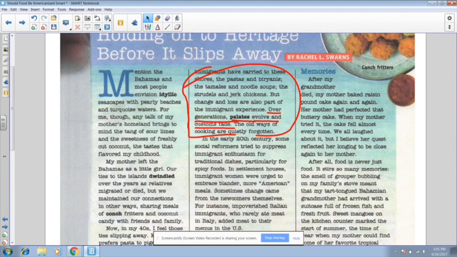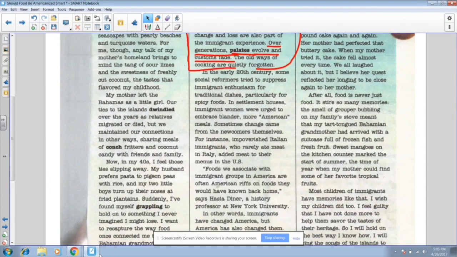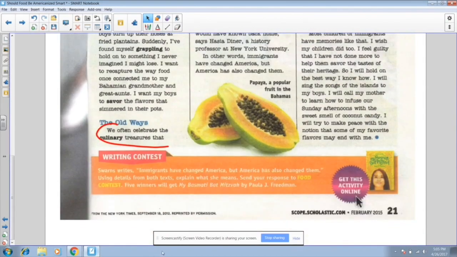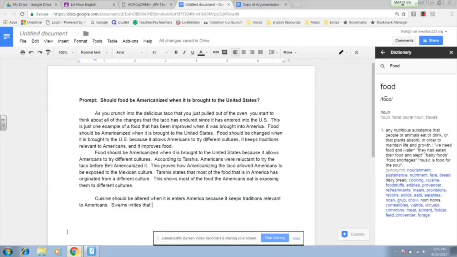Now, when I quote, the one thing that makes quoting different from paraphrasing is I need a page number. So I need to look for a page number for this, and there it is. It's page 21. So I'm going to put something like Swarns writes on page 21. Now I'm quoting, so I need quotation marks. Over generations, palates evolve and customs fade.